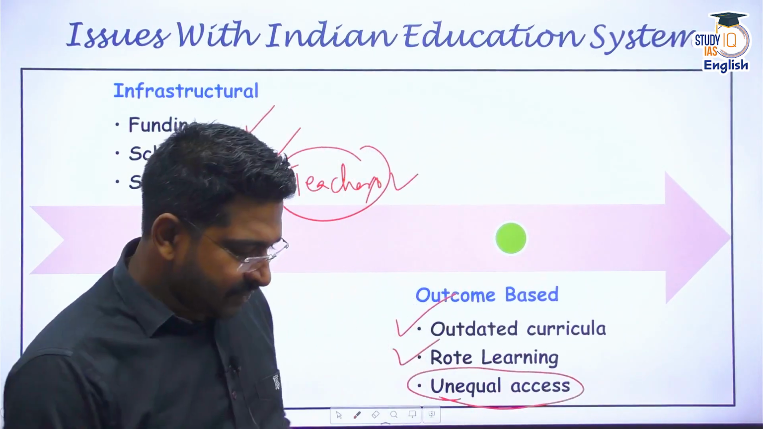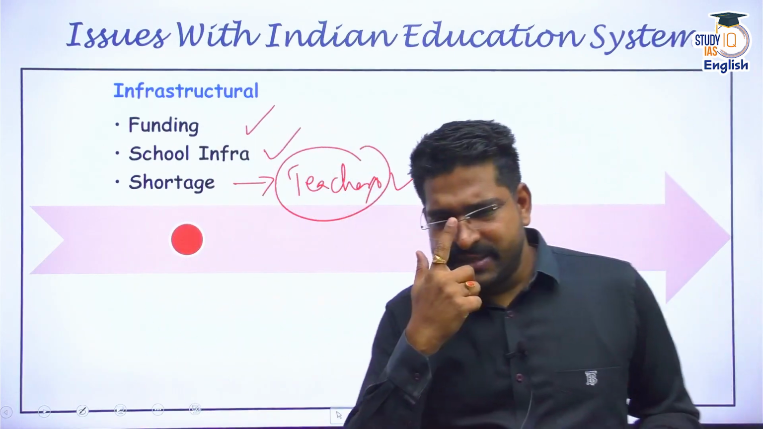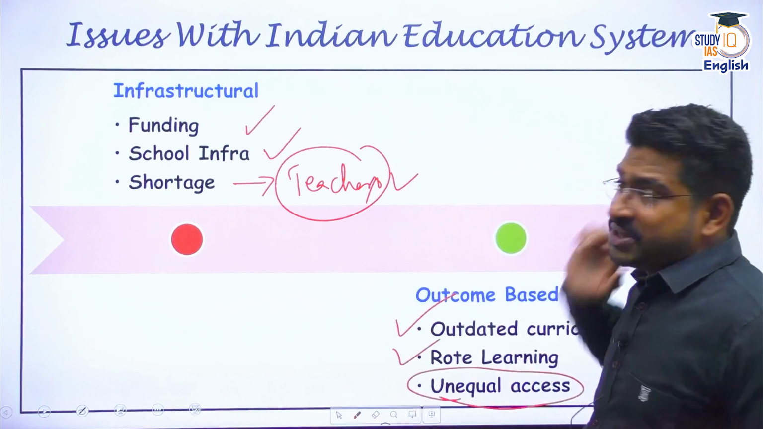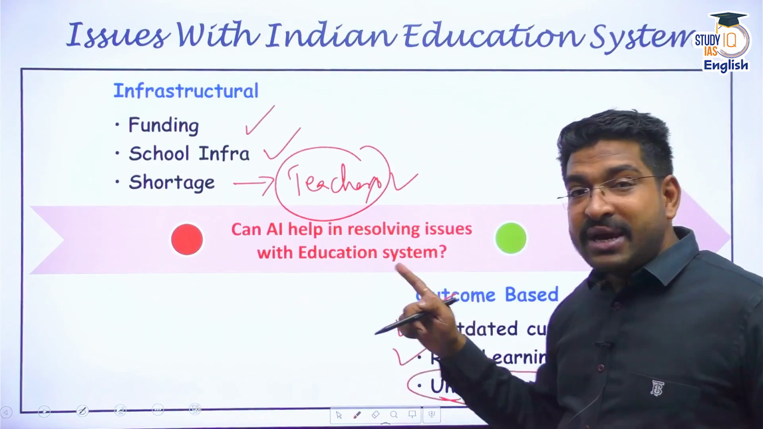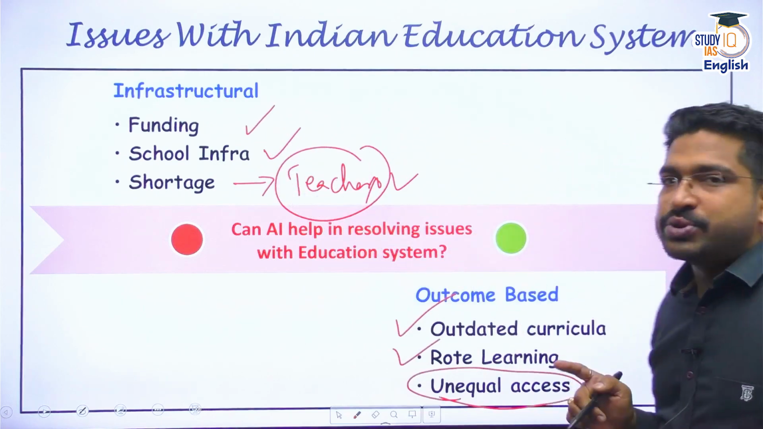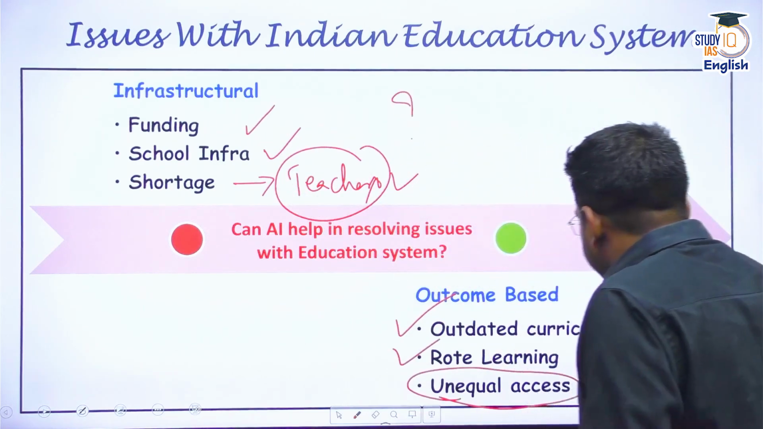Correct? Now, why did I mention this? First, I mentioned the problems with artificial intelligence. Next, I am talking about the education sector, because we need to understand, can artificial intelligence really help in resolving these issues? I want to know that. How can AI help in this?